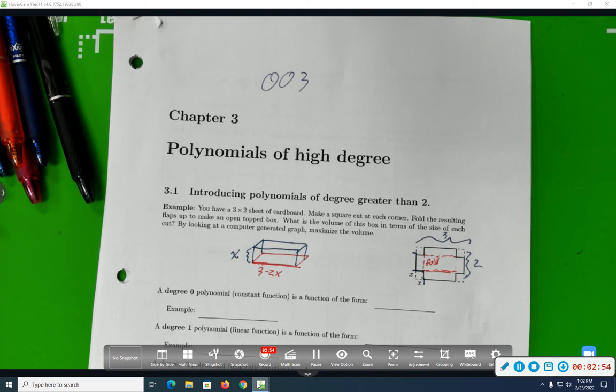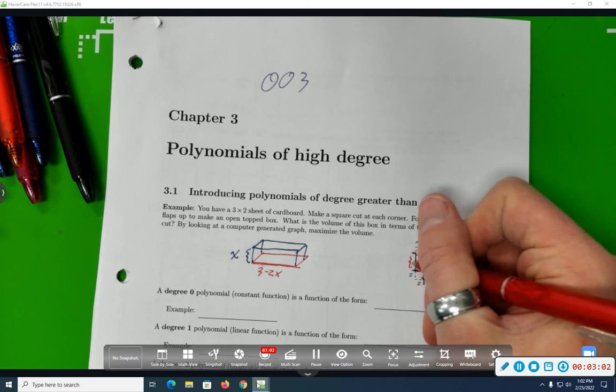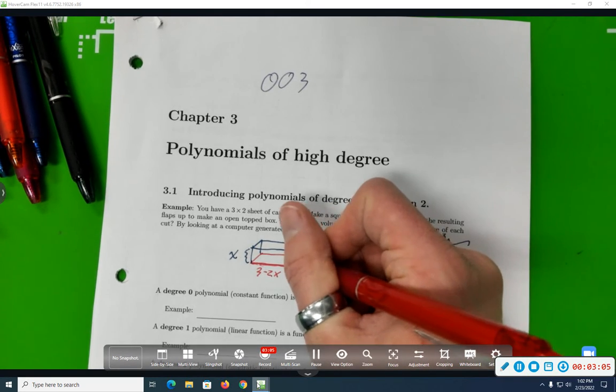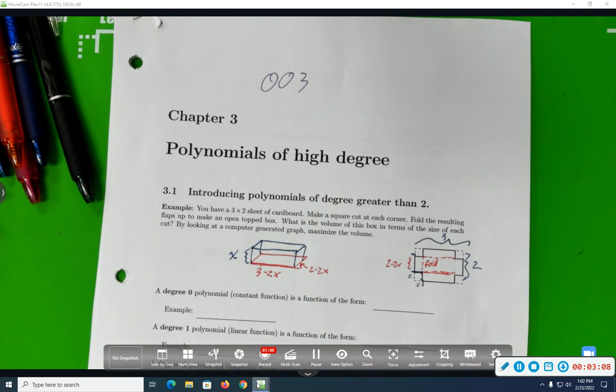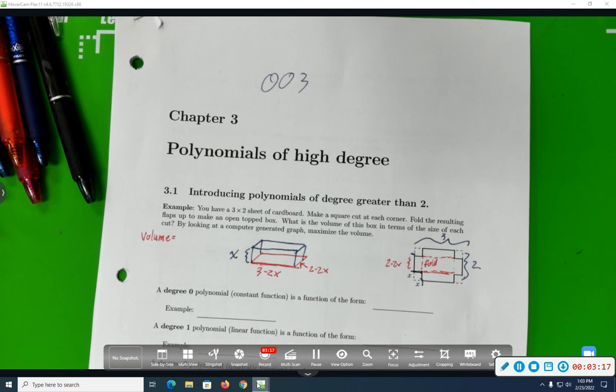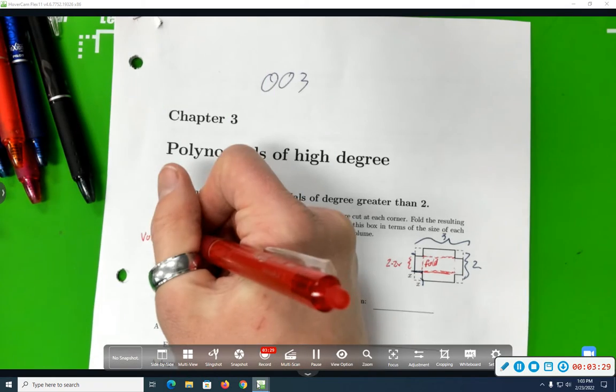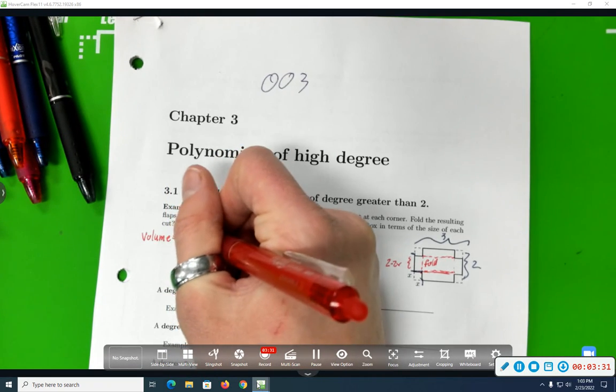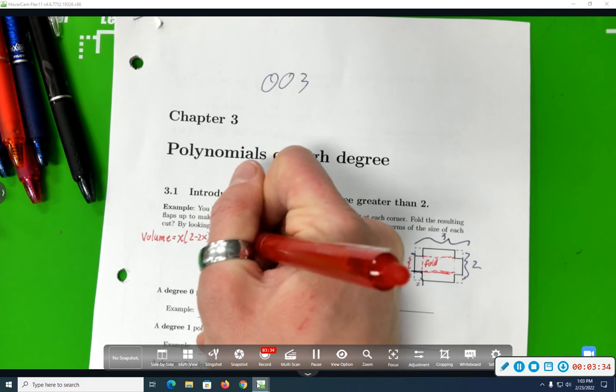What about the other dimension? Yeah, great. You have that original length of 2. You cut out 2 of these x-sized corners. So this length is 2 minus 2x. That length is 2 minus 2x. So what is the volume of this box in terms of the size of each cut? By looking at that picture, what's the volume of that box? It's the product of the three: x times 2 minus 2x times 3 minus 2x.